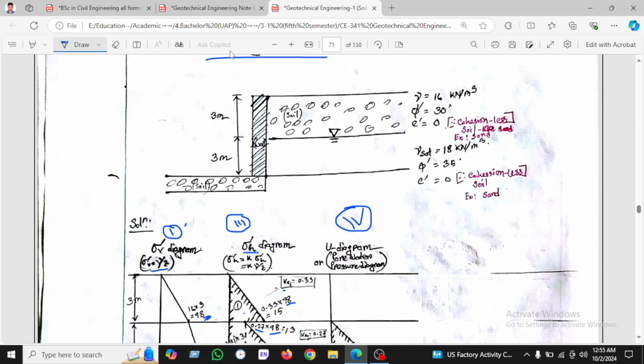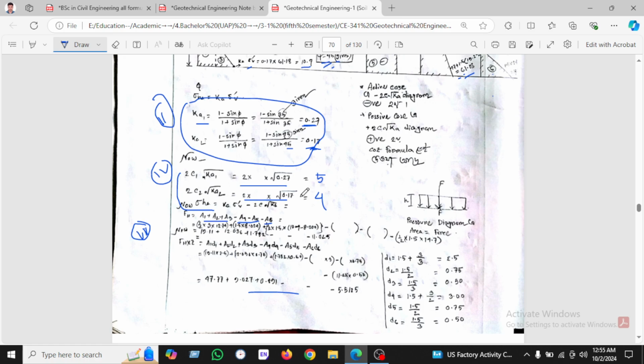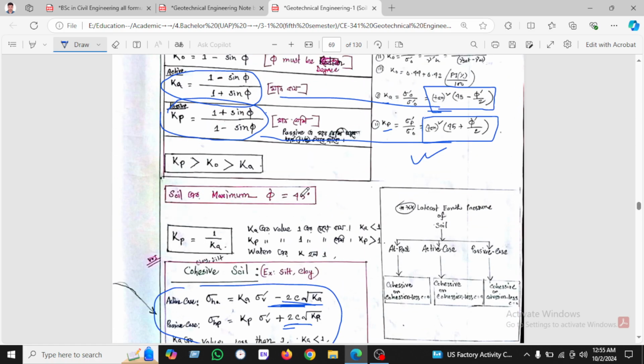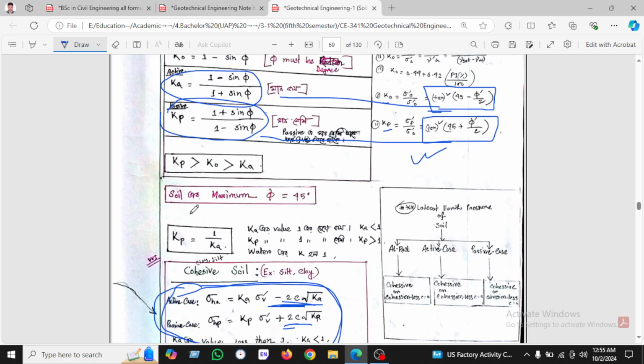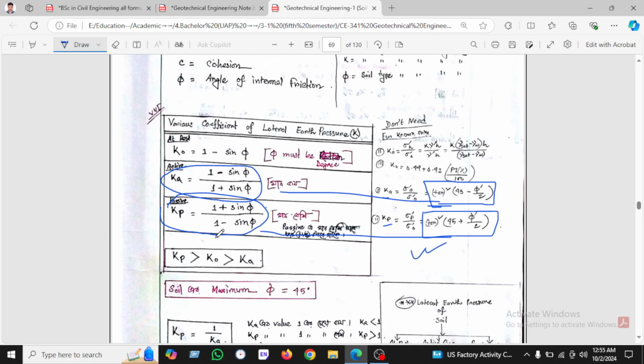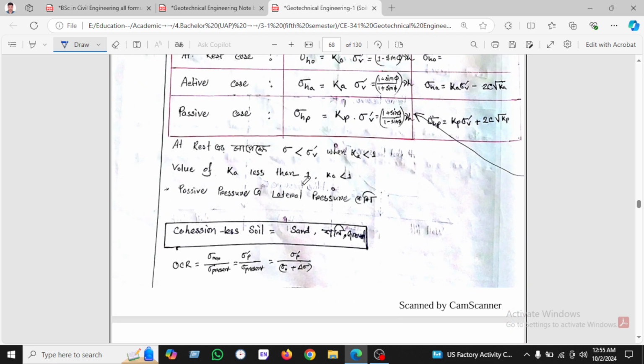Before I am going to leave, you must memorize this formula for lateral pressure. And these are also 1 minus sin phi by 1 plus sin phi, or tan square 45 minus phi by 2. You can use also this formula.